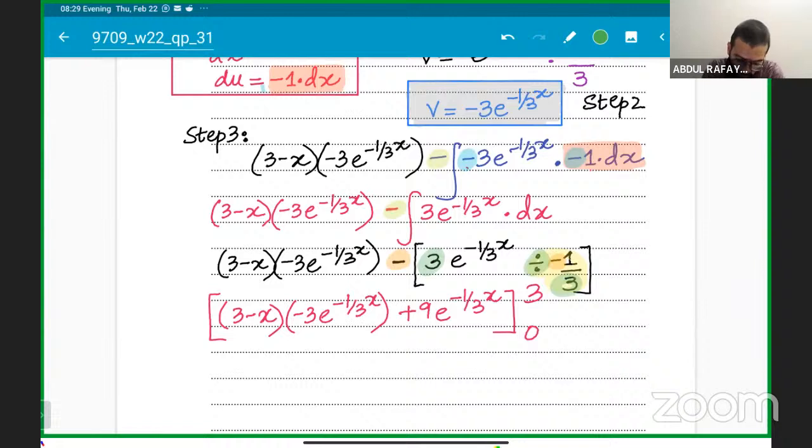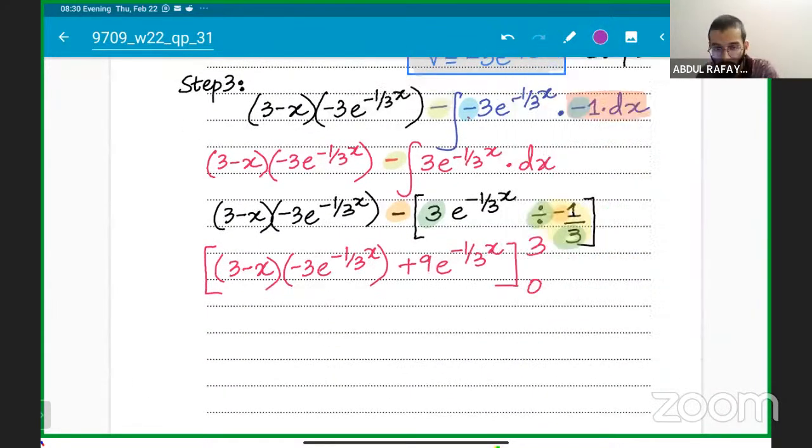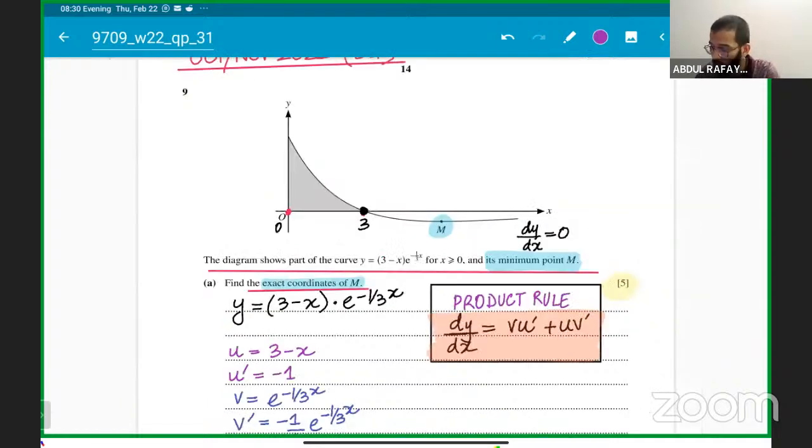We have got the answer. What we have to do is basically simply put the limits and try to get the answer. Everyone with me? The question is completed. Just have to prove it, okay?